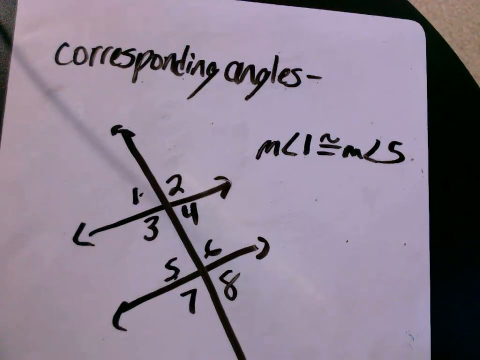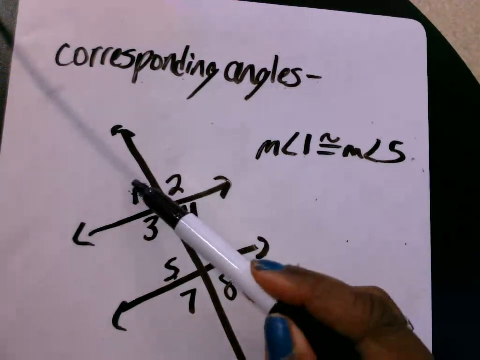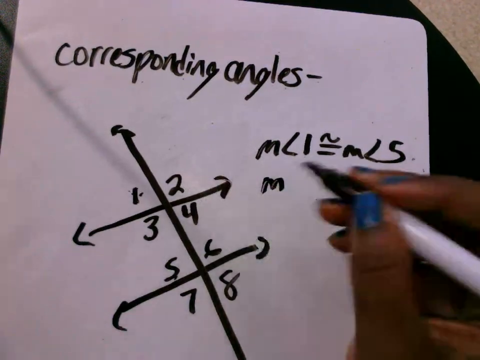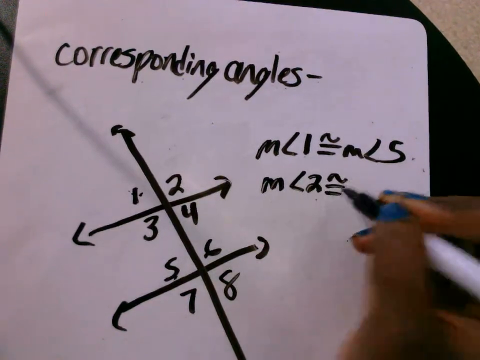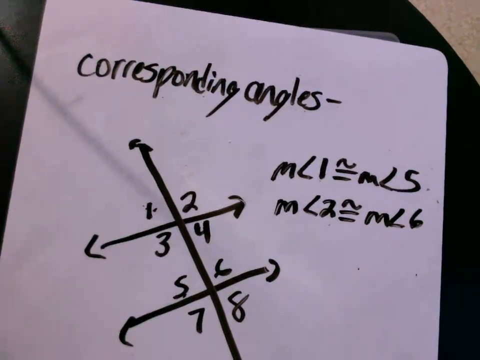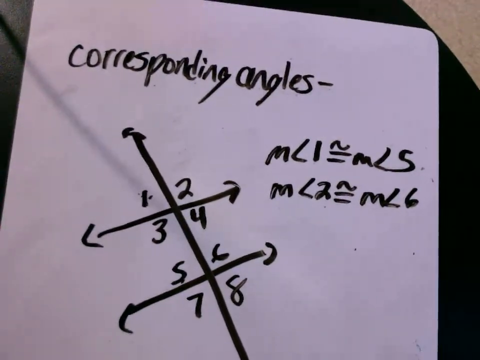Why are they corresponding? What are corresponding angles if angle 1 and 5 are corresponding? 1 and 5 are corresponding angles. 2 and 6 are corresponding. 2 and 6 are congruent because they're corresponding angles. What are corresponding angles? They're not next to each other.